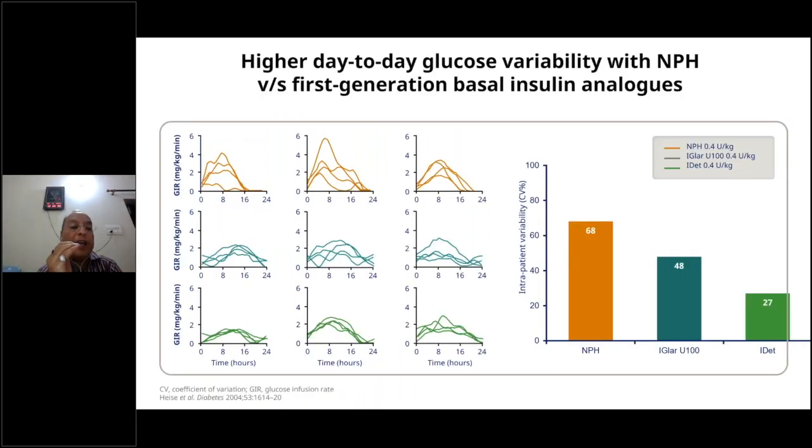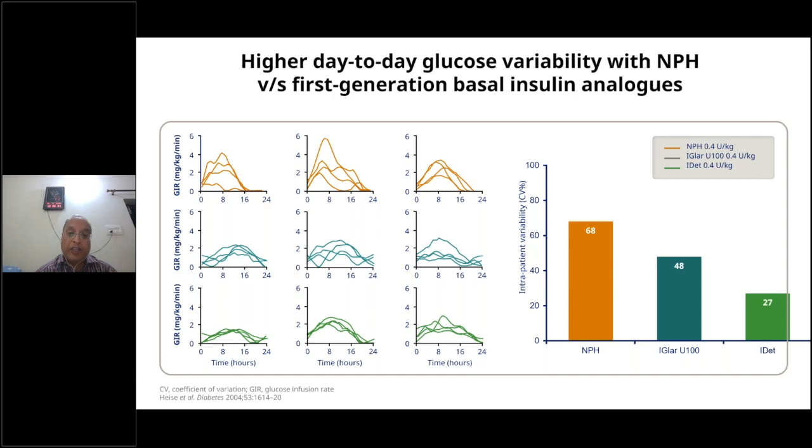If we compare NPH with glargine and with detemir, as you see clearly, with NPH there is 68% day-to-day variability. This has been reduced in glargine to 48% and further reduced in detemir to 27%. But still, there is room for improvement.